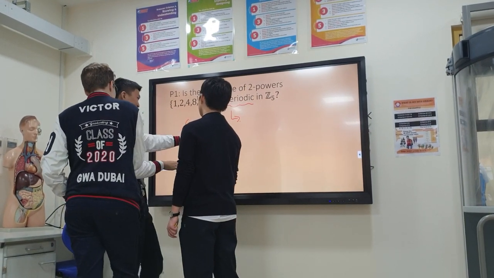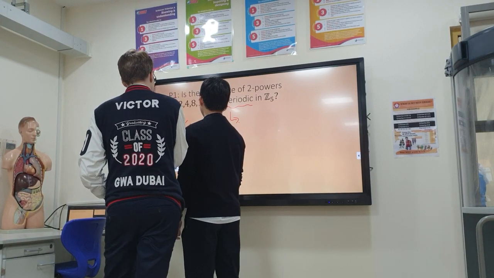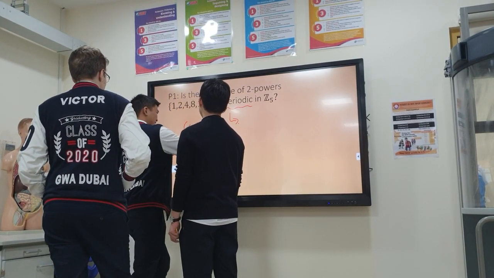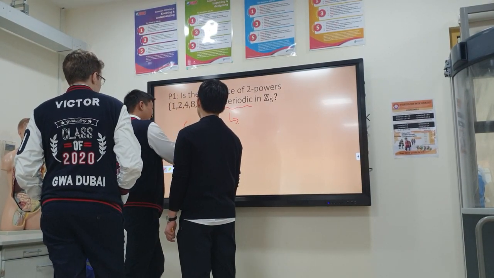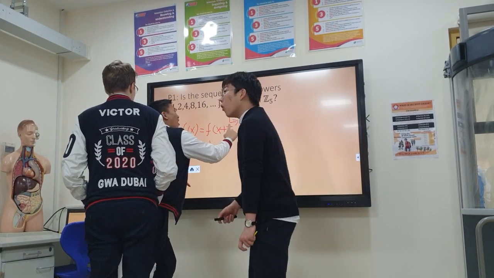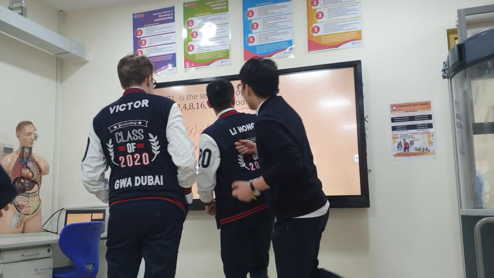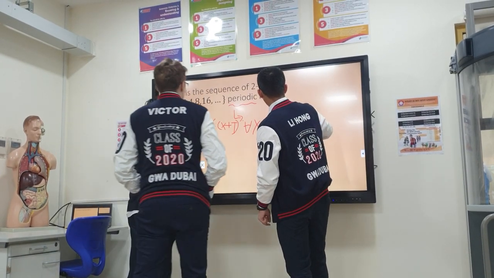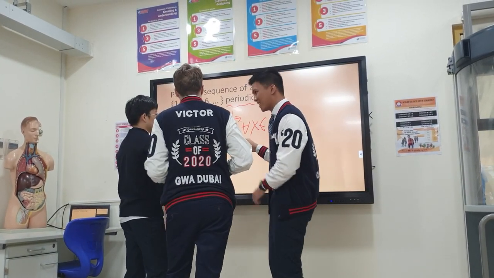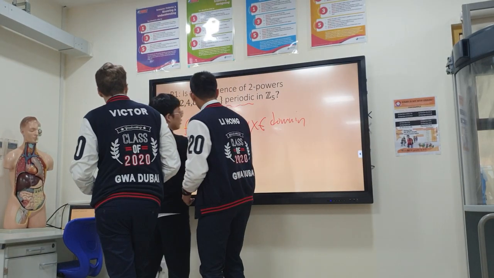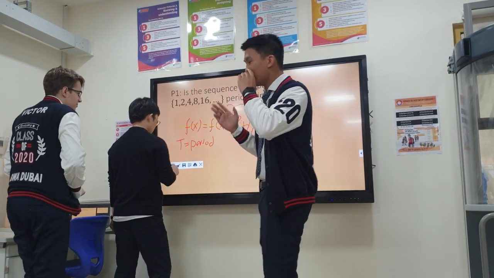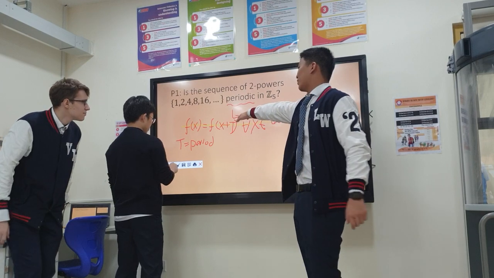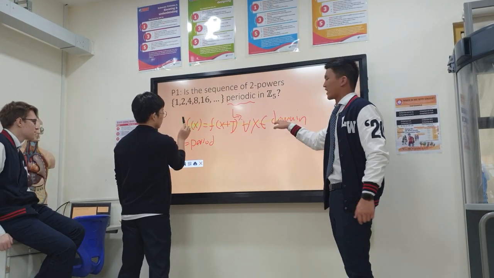Okay. So f of x is equal to f of... negative x. No. x plus T. Oh my god. x in the domain. That's so cool, Lihong. That's the definition of periodic, right? Guys, this is the highlight for today. Lihong, what's the definition of periodic again? f of x is equal to f of x plus T for x within the domain of f.